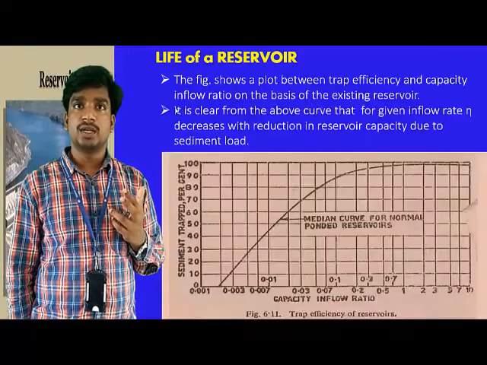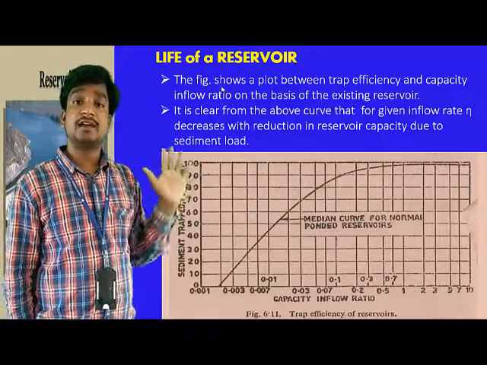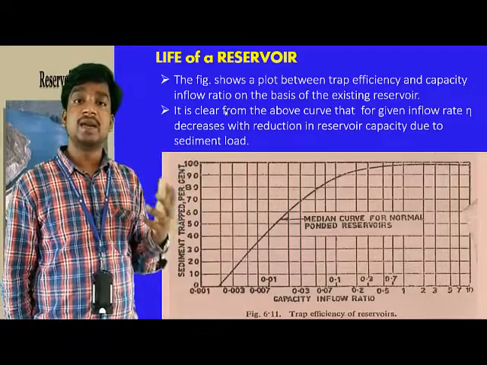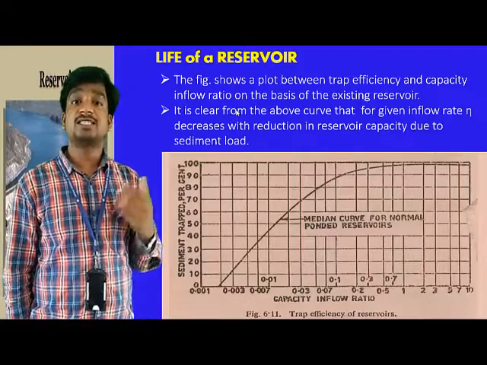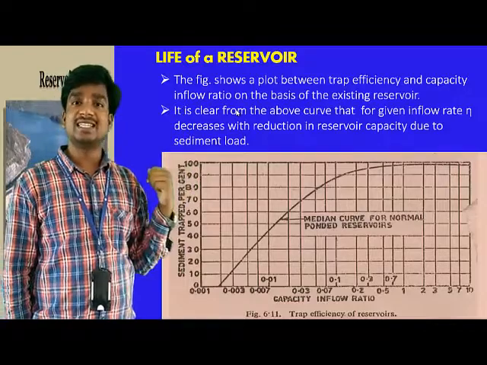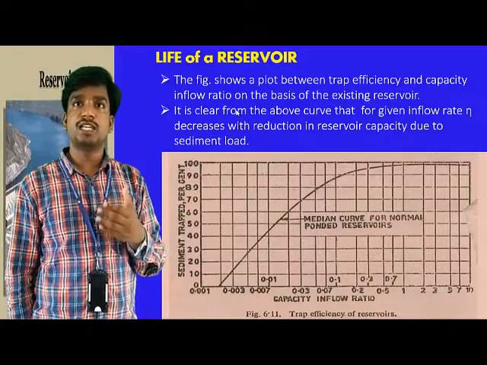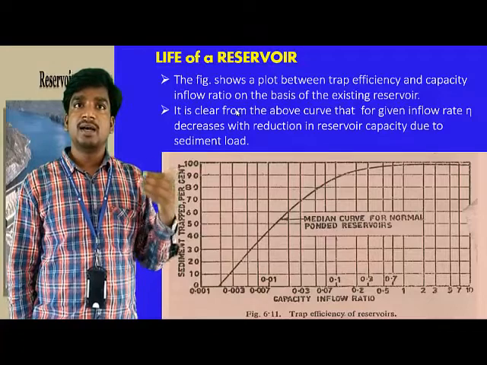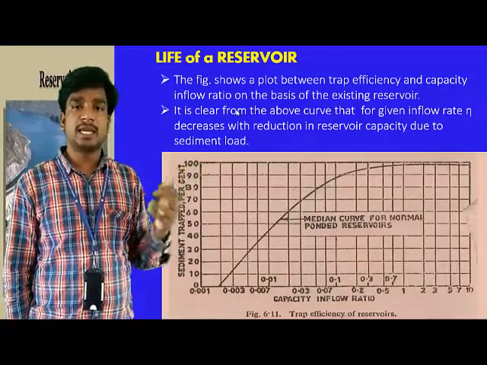Now moving on to the next slide. See here, this figure, you can observe this graph. This graph indicates how sediment deposition is related to the inflow rate of a reservoir as well as trap efficiency. If you see, the sediment deposition is decreasing, meaning trap efficiency is decreasing with respect to inflow rate. For a given inflow rate, trap efficiency is decreasing with reduction in the reservoir capacity.